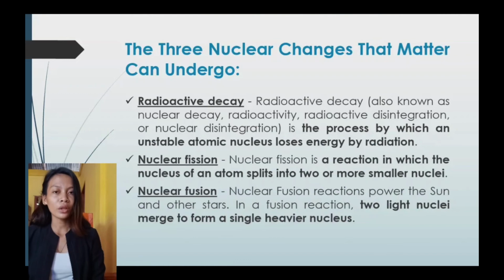Main types of nuclear changes that matter can undergo. First is radioactive decay. Radioactive decay, also known as nuclear decay, radioactivity, radioactive disintegration, or nuclear disintegration, is the process by which an unstable atomic nucleus loses energy by radiation.